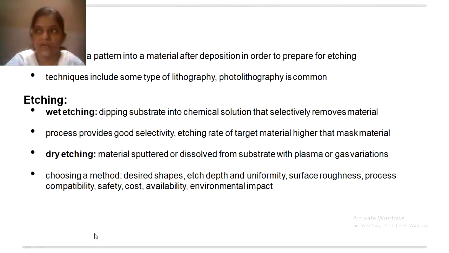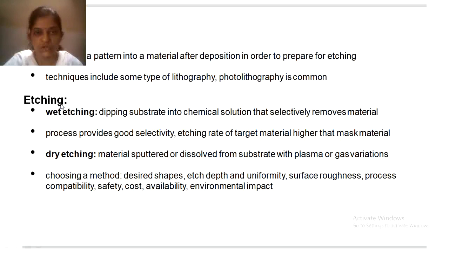Then after the deposition, the next stage is patterning. That is the transfer of a pattern into the material after deposition in order to prepare for etching. Etching means we have to remove the unwanted things from the pattern. Techniques include some types of lithography for the patterning. Lithography, photolithography, is the common one for patterning.